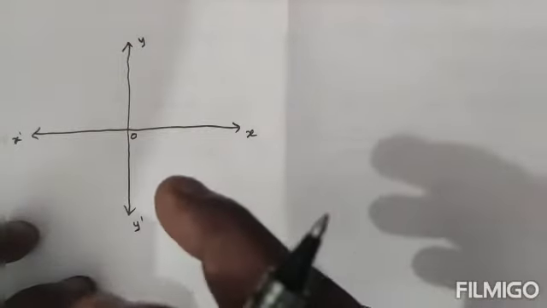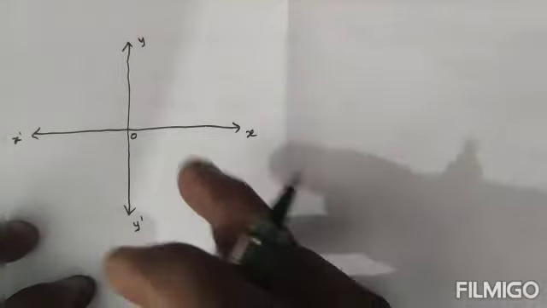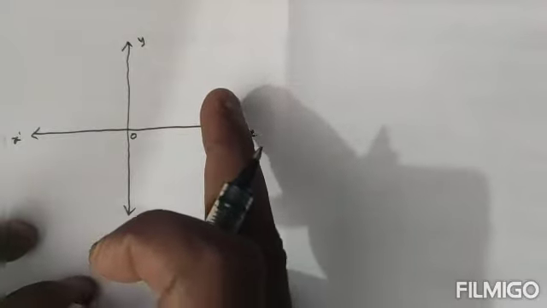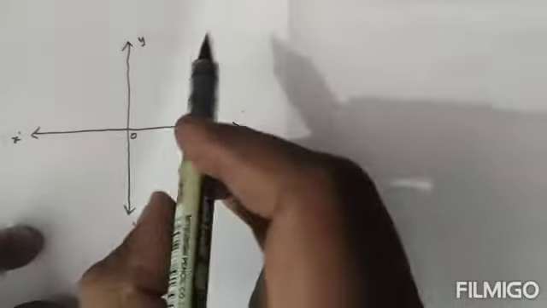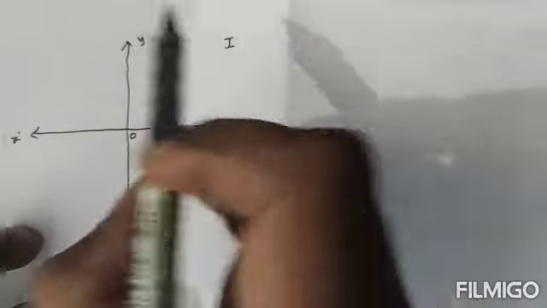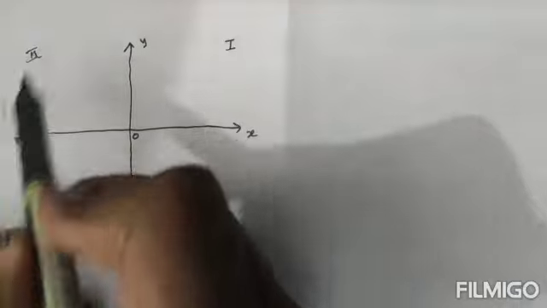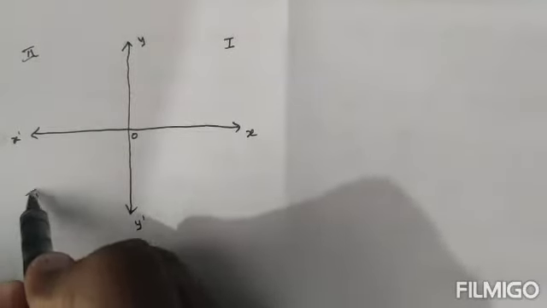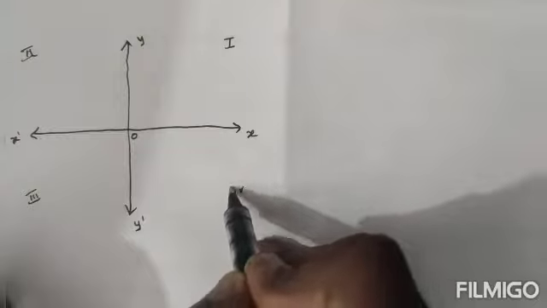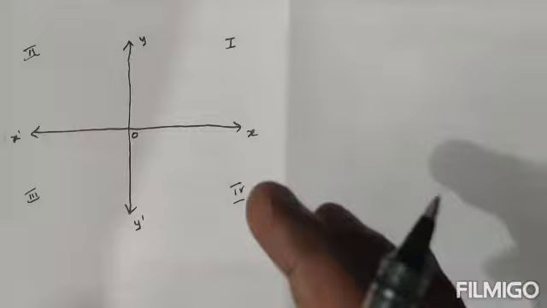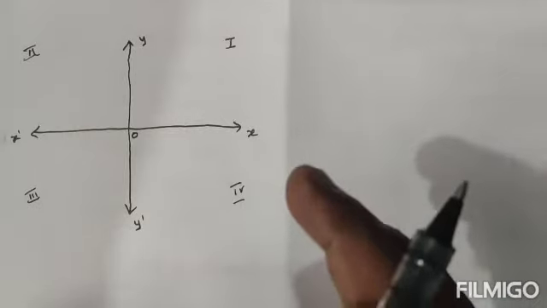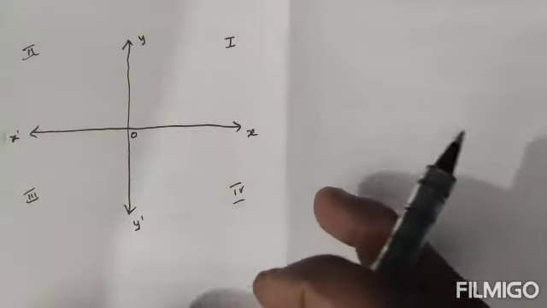So here there are 4 quadrants. It's first, second, third, fourth. First quadrant, second quadrant, then third quadrant, then this one, fourth quadrant. So there are 4 quadrants. Here let's see the trigonometric functions, in which quadrants they are positive and negative. Like that, in the second, third and fourth, we are going to discuss one by one.